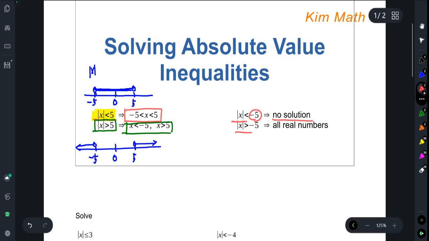How about the other situation? Absolute value of x is greater than negative 5. Since the absolute value of something is always a positive number, the positive number is always greater than some negative number, in this case negative 5. So in this case, all real numbers will be our answer. Okay?